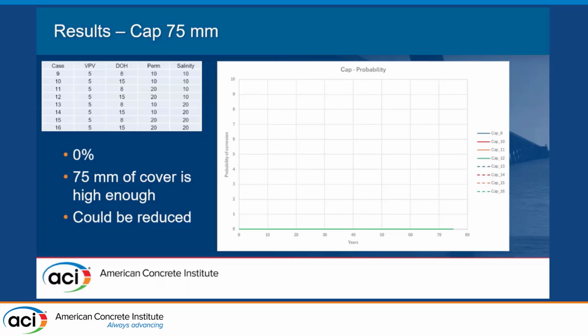Now the cap, with a cover of 75 millimeters for a pile cap like that, with that concrete in a splash zone, I have 0. For all these cases, no matter what I decide, or the variability that's attributed to the transport properties, I end up with 0. So not only is it high enough, it could be reduced.